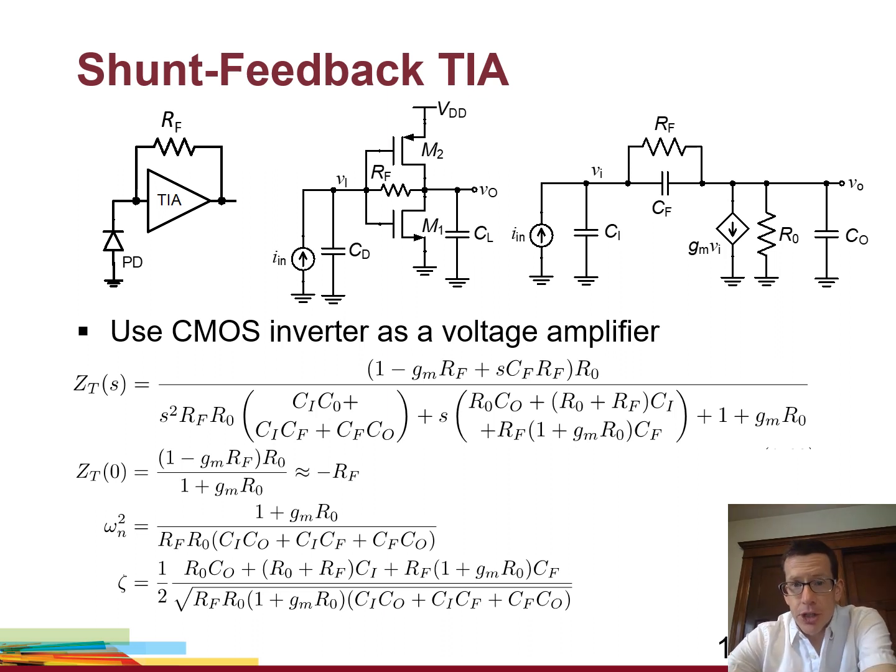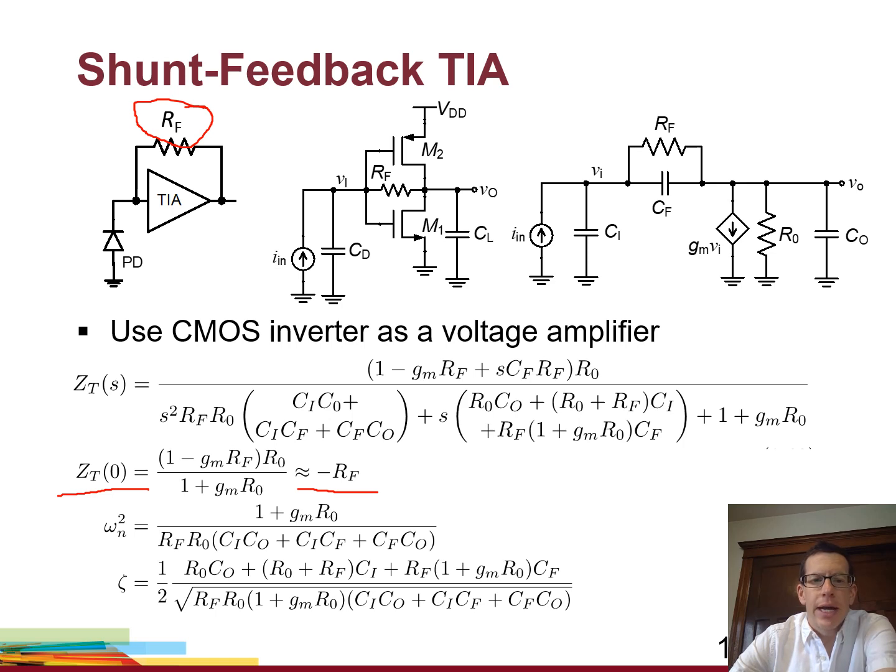We've taken a look at the Shunt-Feedback TIA. This is a very common TIA topology. It has a feedback resistor here, RF. The circuit on the left has been replaced with an inverter as the voltage amplifier, and then the small signal model is shown on the right. So we can derive the transfer function and summarize its key aspects. The low frequency gain is approximately equal to minus RF. It's got a natural frequency and a damping factor.